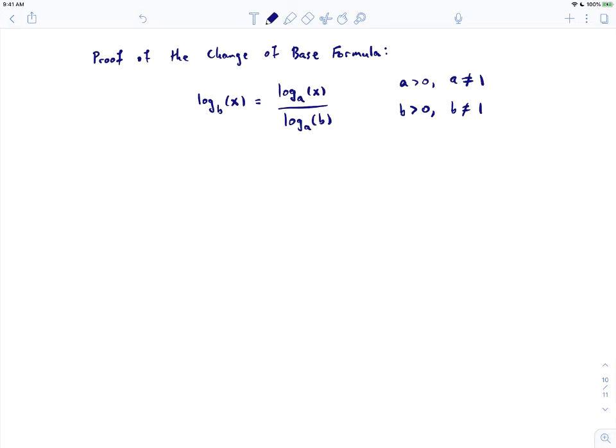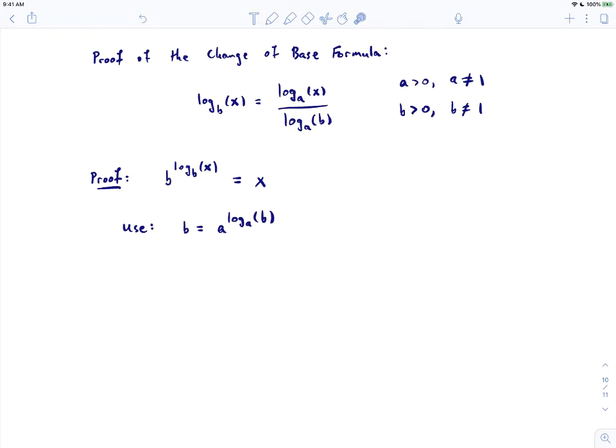So why would this be true? Well, we're going to start by writing down b to the log base b of x is equal to x. So this is just the cancellation law, or one of the cancellation laws. At this moment, we don't have anything to do with a, so we're going to introduce a. So we're going to use the fact that b is equal to a raised to the log base a of b. So this again is the cancellation law, but now we're just doing it with base a.